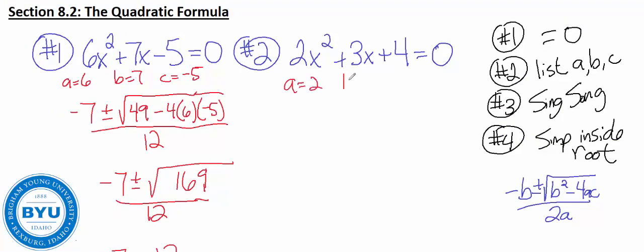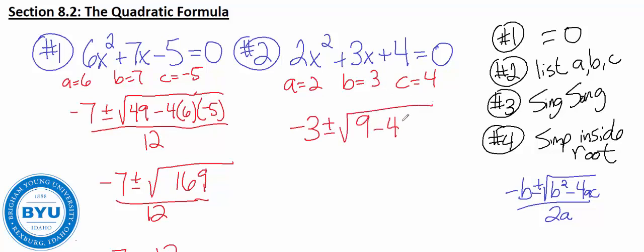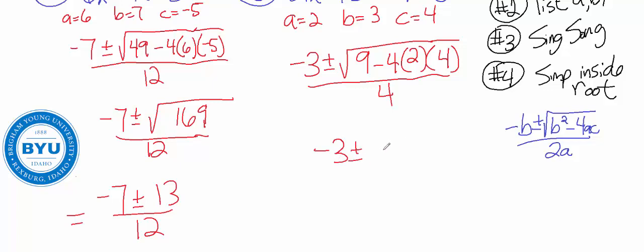Okay, let's try number 2. My a is 2, my b is 3, and my c is 4. Okay, so it's -b plus or minus the square root of b squared, that's 9, minus 4 times a, which is 2, times c, which is 4, all over 2 times a. 2 times 2 is 4. Okay, let's work on simplifying that root. Simplifying the root's the hardest part. 9 minus 4 times 2 times 4. That's a -23 all over 4.